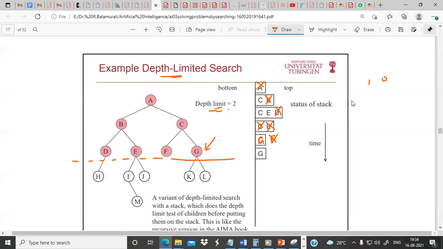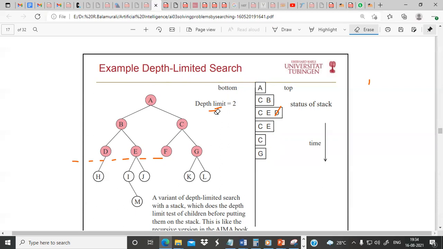Now what's the top of the stack? G. So remove G and check whether G is the goal state or not. Yes, G is the goal state, so return G. Okay, so this is how the algorithm works, which is based on depth limited search. Here we are limiting the depth to a particular level. So that's the concept of depth limited search.